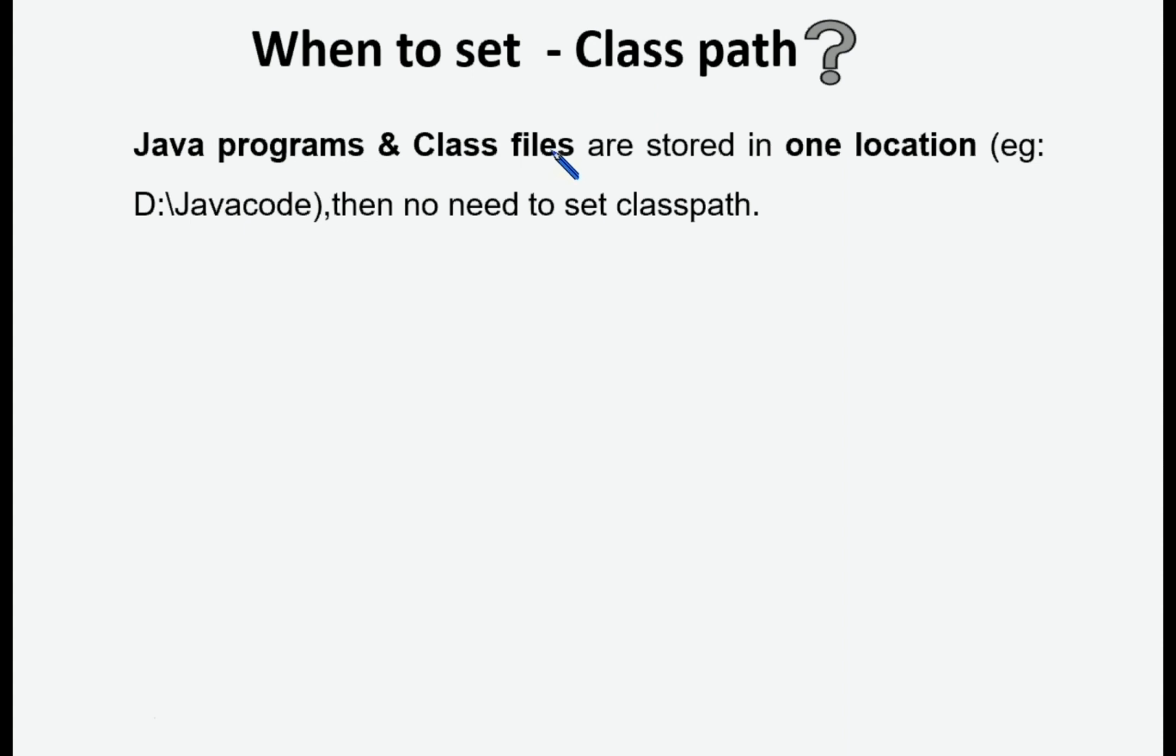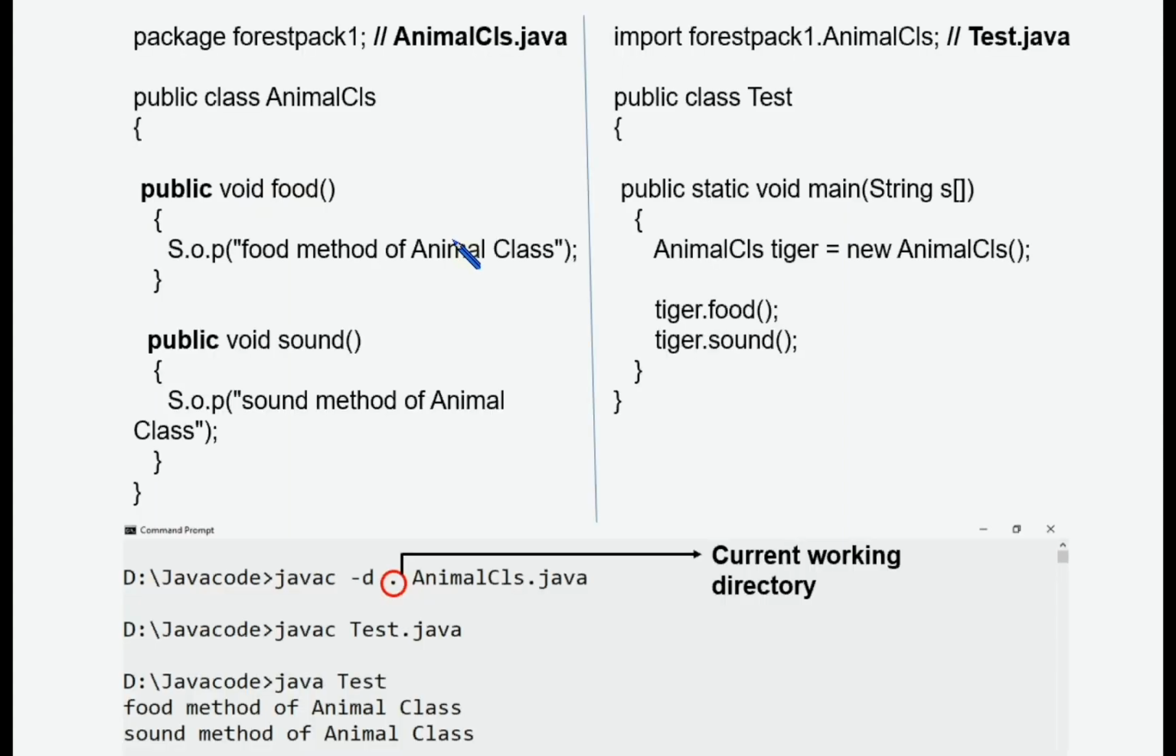So when to set class path? Here I am storing the Java program and class files in one particular location. For example, in d:\Java code, so there is no need to set the class path. So see an example code.